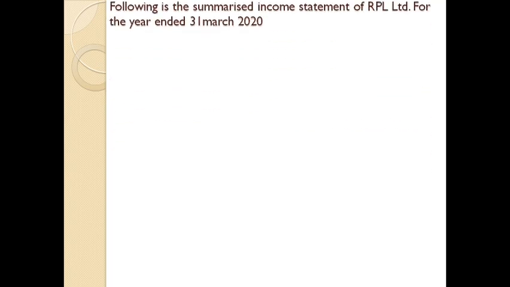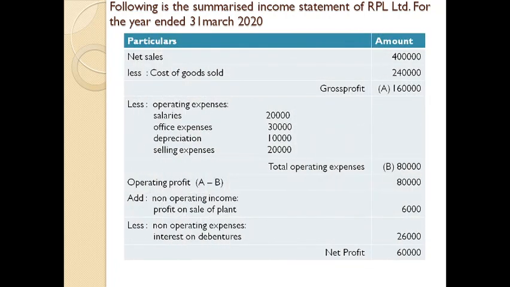Let's deal with some of the cases relating to common size statements. Following is a summarized income statement of RPL Limited for the year ended 31st March 2020. This is how an income statement looks like. Particulars, amount. It is a statement, so it's in a vertical form.